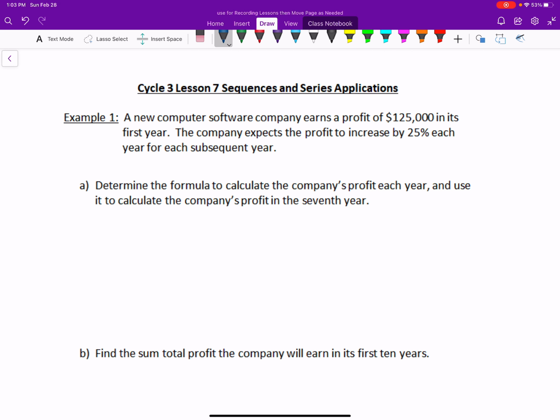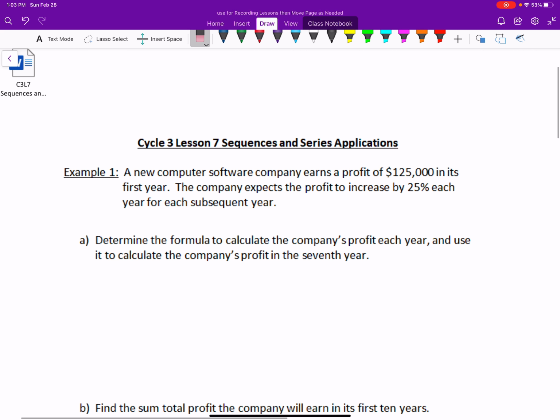In this lesson, we will look at some applications of sequences and series. So you may or hopefully remember that in previous lessons we've seen formulas for arithmetic and geometric sequences and series. So just recall that a sequence is a list of numbers. Basically, that's it. It's a list of numbers.